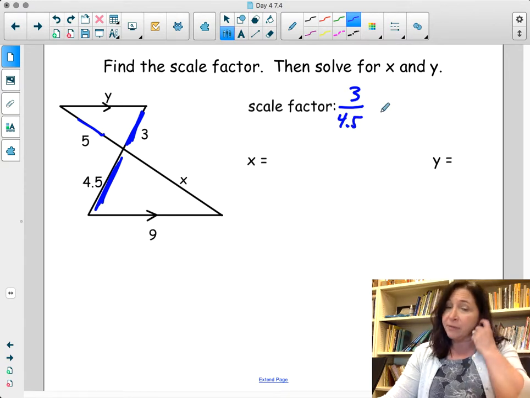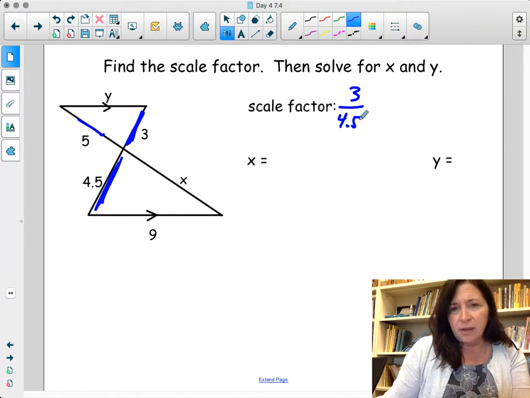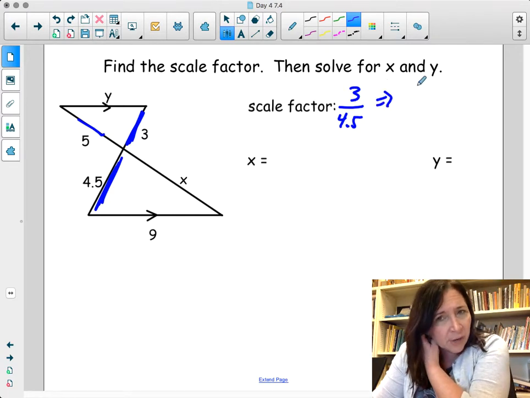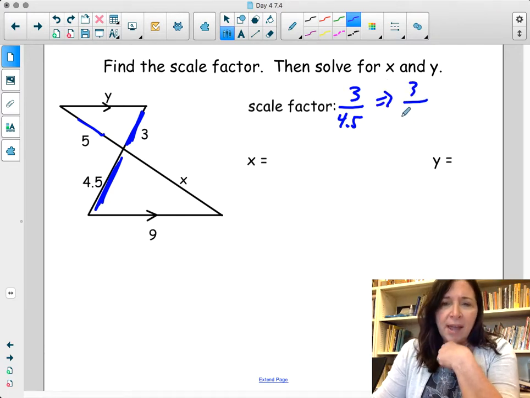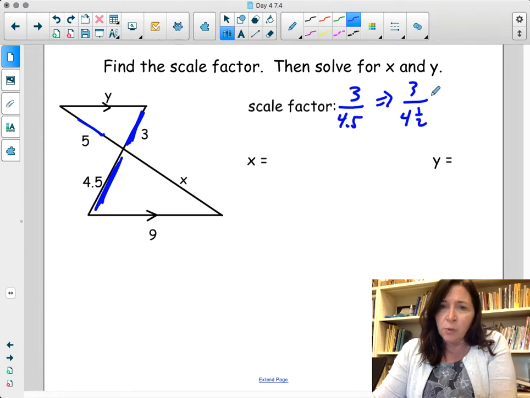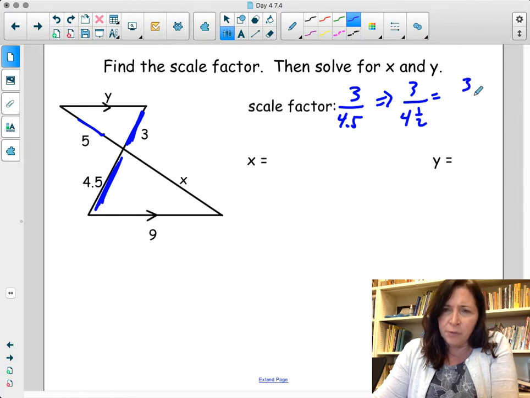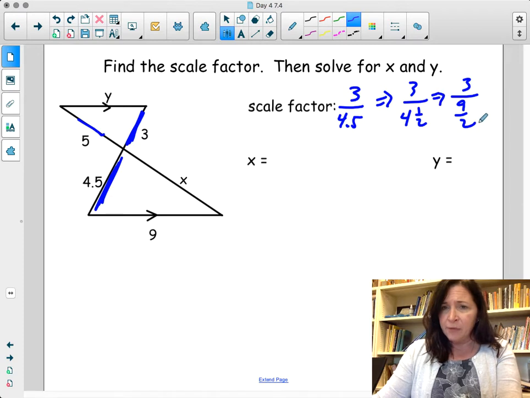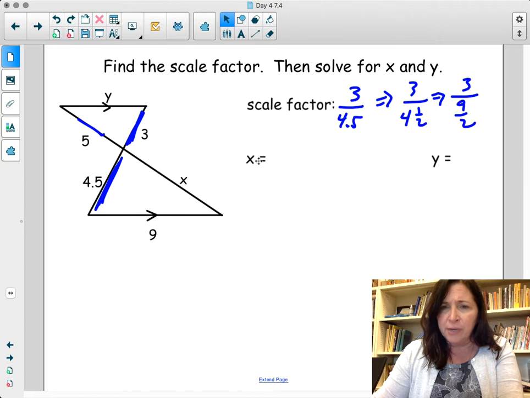Now, a couple of things with this, you don't leave a scale factor like that. So you're going to say, well, that's going to be 3 to 4.5, which is like 4 1/2. Again, you don't leave it like that. So what you're going to do is, well, that's 9. That's 8 plus 1 is 9. So 3 is to 9 halves. Okay, so that's 3 divided by 9 halves.